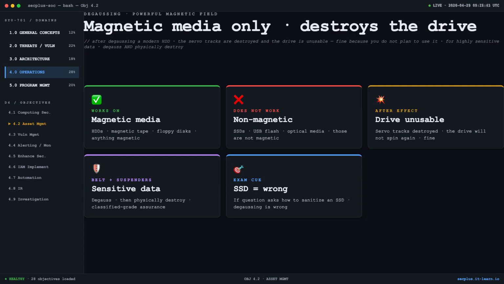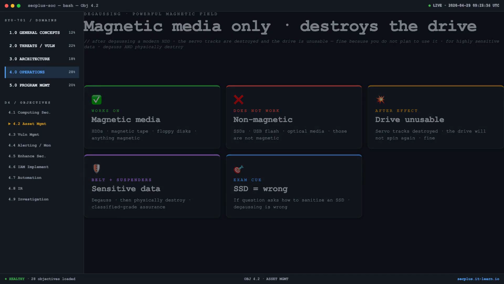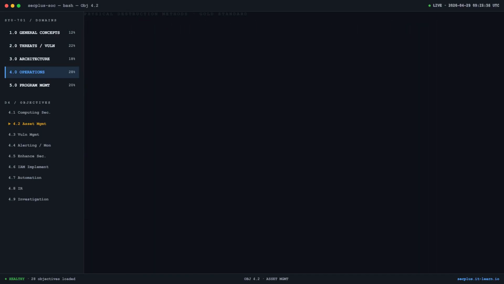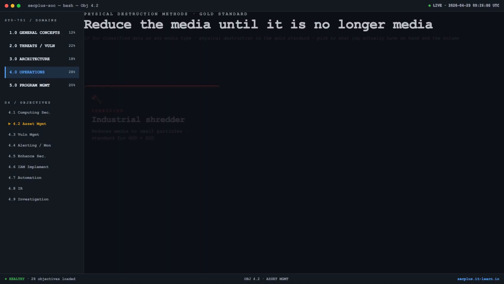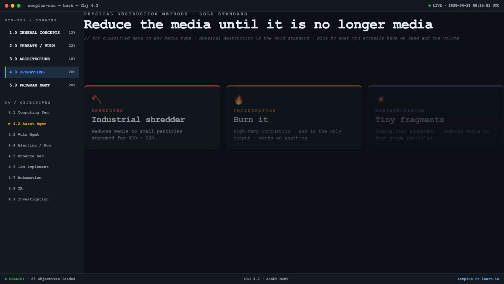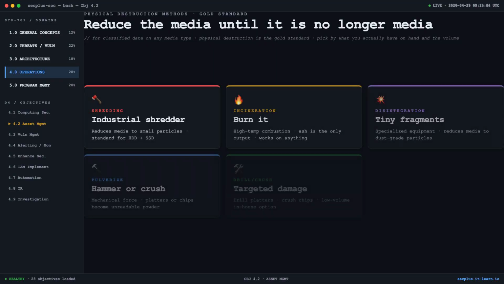Physical destruction methods. Shredding: an industrial shredder reduces the media to small particles. Incineration: burn it. Disintegration: specialized equipment reduces the media to tiny fragments. Pulverizing: hammer or crush. Drilling or crushing: physically damage drive platters or chips. For classified data on any media type, physical destruction is the gold standard.